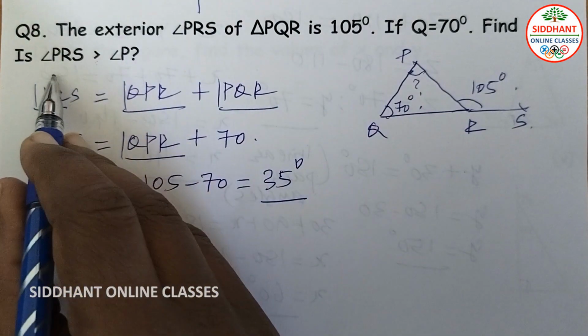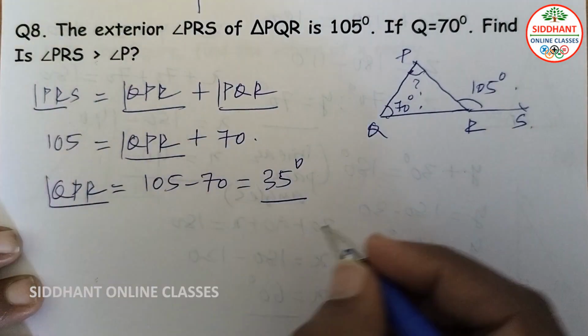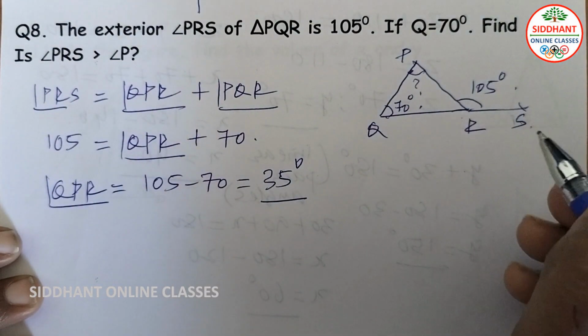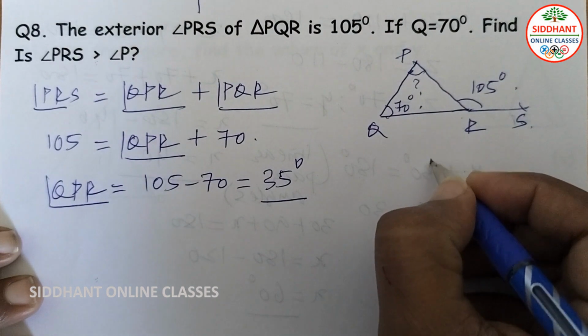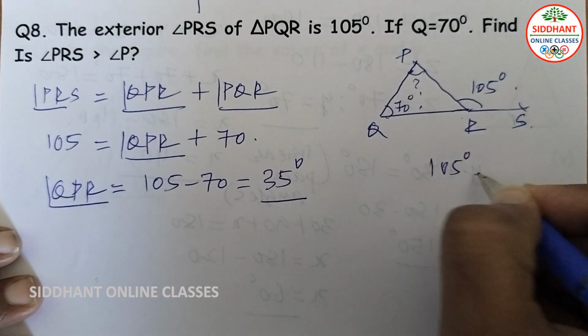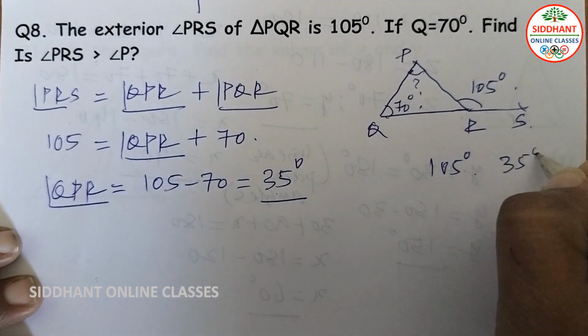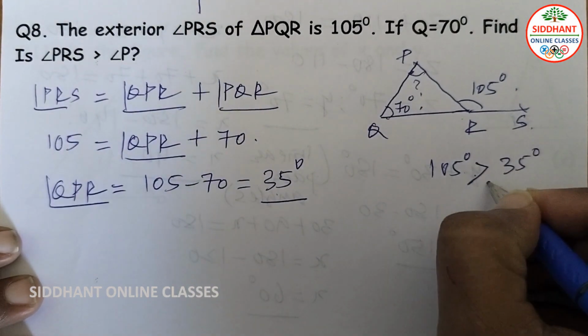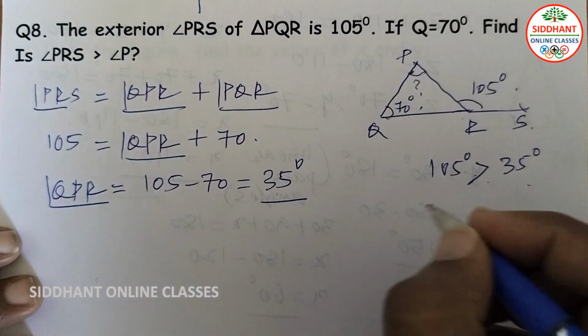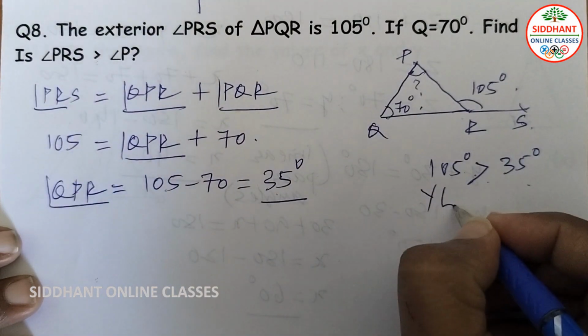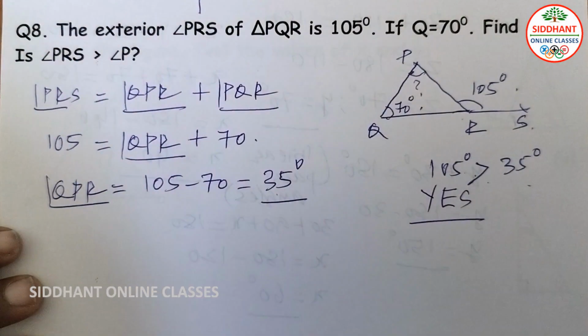Next they asked, is PRS greater than angle P? PRS, how much? 105 degrees. And angle P, how much? 35 degrees. So PRS is greater than angle P. That means the answer is yes.